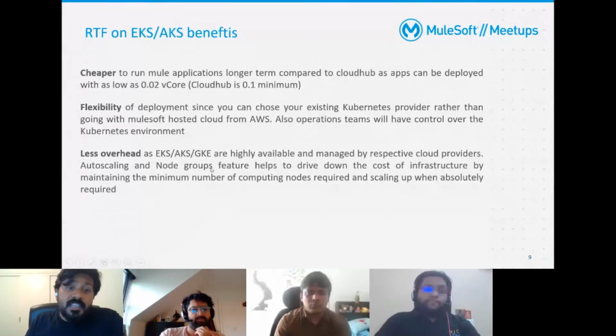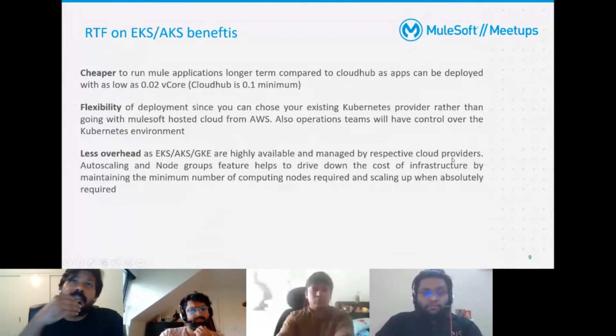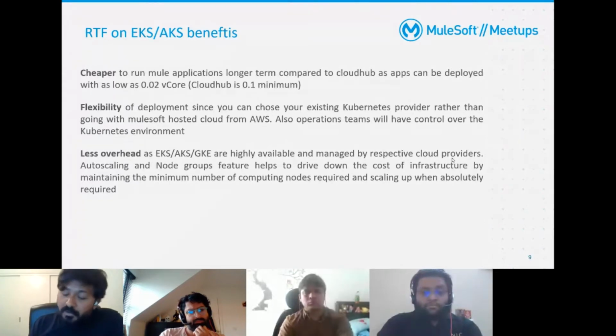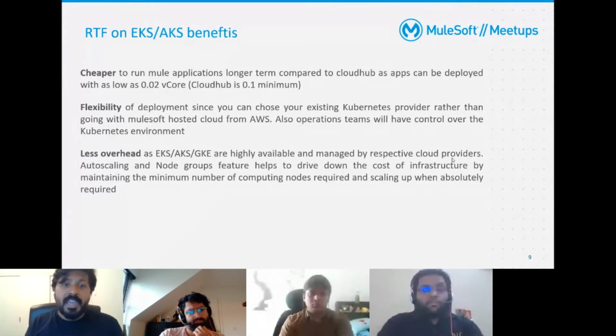And then there is the auto-scaling and node groups feature, which helps to drive down the cost of infrastructure. Reason being, you can have the node group configured with probably a minimum number of computing instances, and scale up automatically whenever it is required. So the more applications deployed in your cluster, it will auto scale. It will add worker nodes automatically. So that way also it's less overhead in terms of managing the worker nodes and stuff like that.